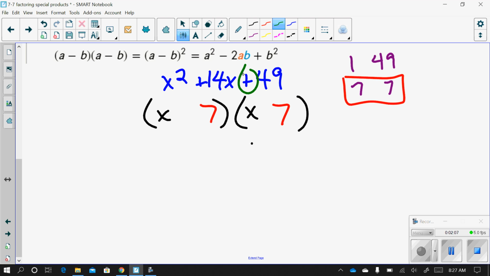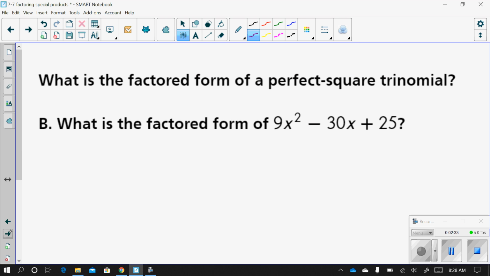Check your signs. This is positive, so that means the signs are the same. Look here, they're both that sign, so plus 7, plus 7. So my answer is x plus 7 times x plus 7. Or if you want, you can write it like this. Remember, when I have something times itself, it just means it's squared. So it's really the same thing as x plus 7 squared. Okay, so this is really no different than what we have been doing. Okay, so let's do another one.